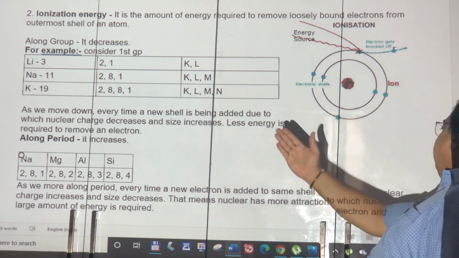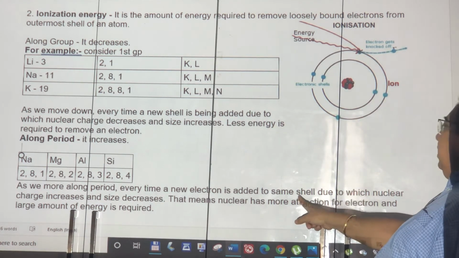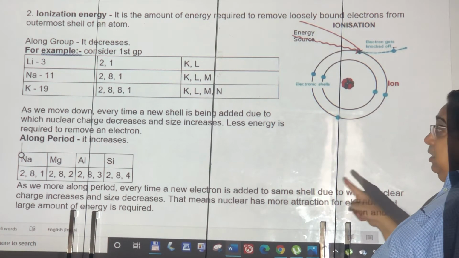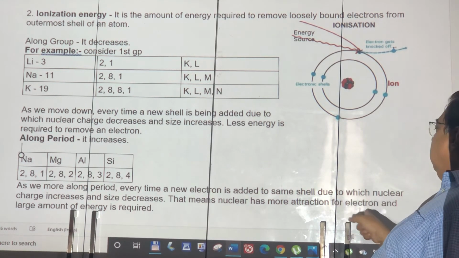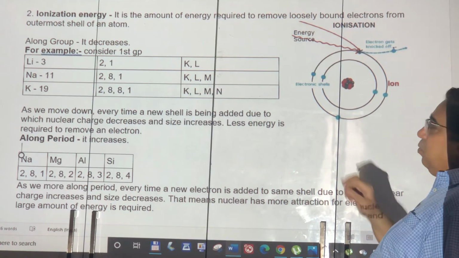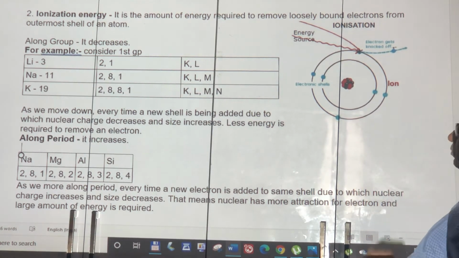But along a period, a new electron is added, nuclear charge increases by 1, size decreases because of more attraction, and more energy is now required to pull out the electrons. Okay?